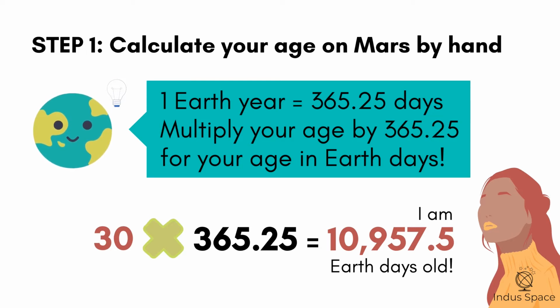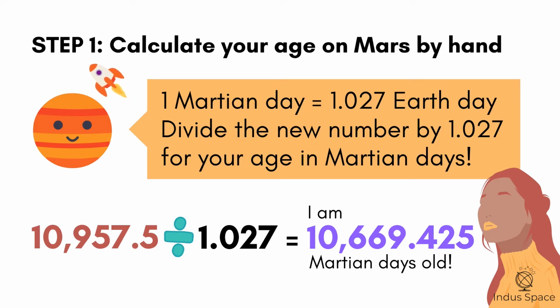So, if you're 30 years old on Earth, you're going to take this age and multiply it by 365.25 to get an answer that tells you your age in Earth days. Next, you will divide this number by 1.027 to get your age in Mars days. Why 1.027? That's because one Martian day is equal to 1.027 Earth days.